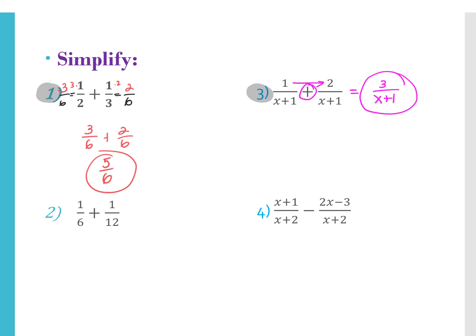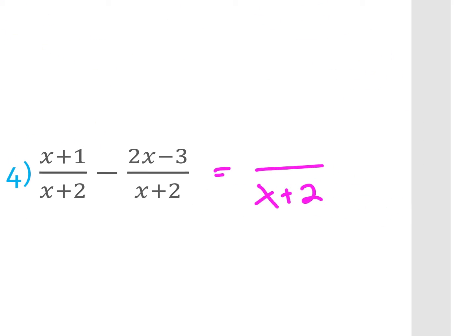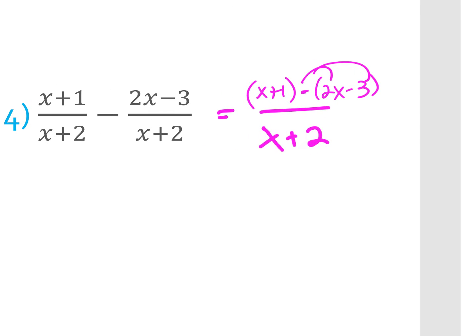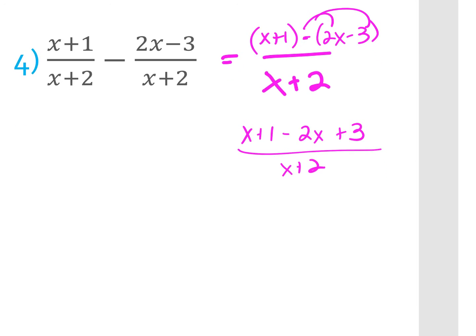It would be the same for 2, would be like 1. I have to change them to be least common denominators. 4 is almost the same as 3, except this is a minus, right? So this minus changes the signs of both of these. Just be really careful. So when I combine that, it's going to stay as x plus 2 in the bottom, but my numerator is going to be x plus 1 minus 2x minus 3, which means these both get the minus. So x plus 1 minus 2x plus 3, all over x plus 2, or negative x plus 4 over x plus 2.